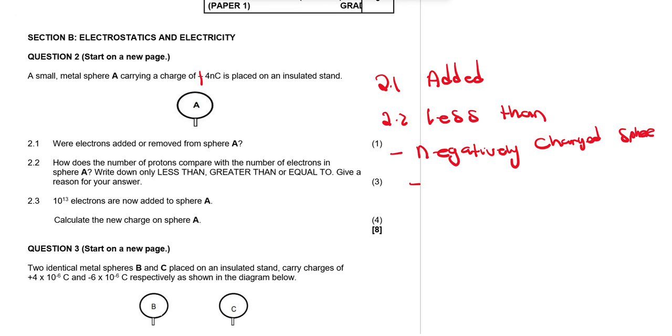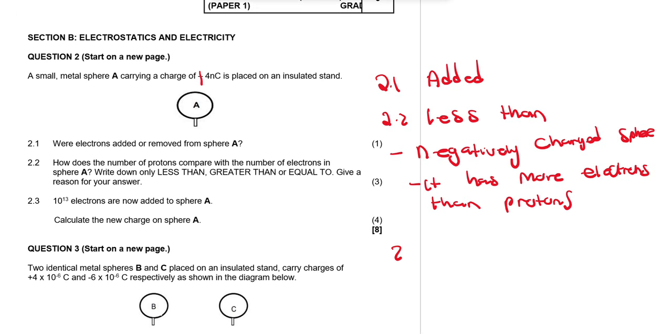Okay, or I can say it has more electrons than protons. Okay, so those are my reasons. For 3 marks, you were supposed to write that. You get your beautiful 3 marks.